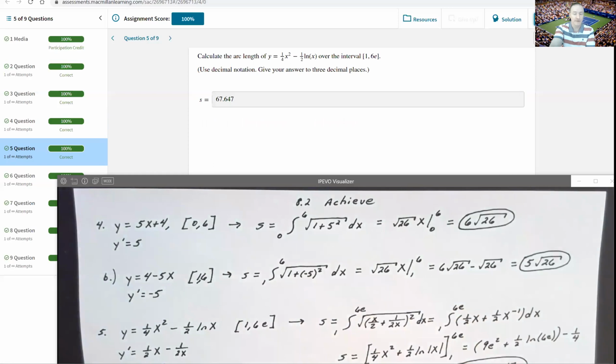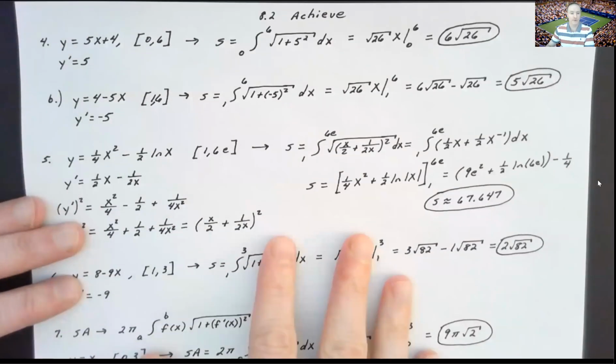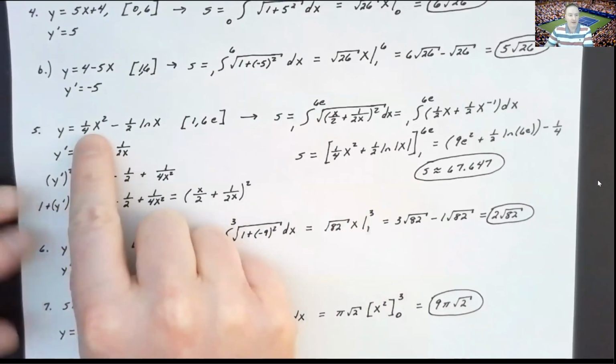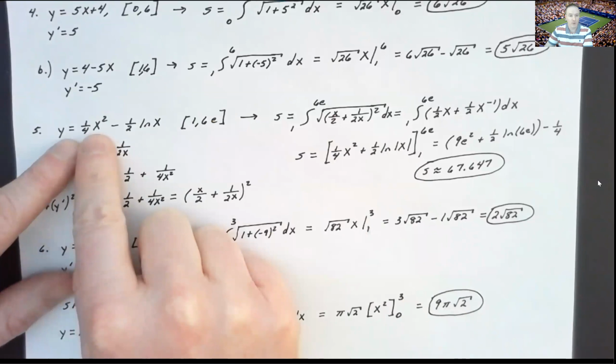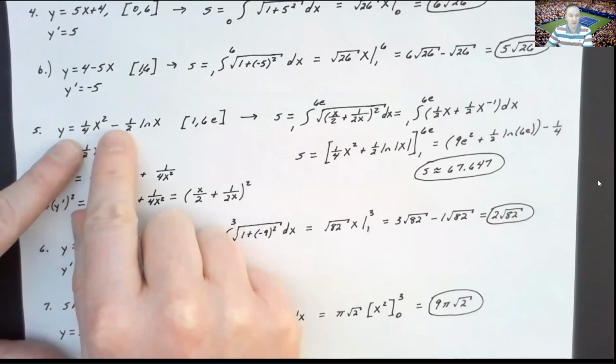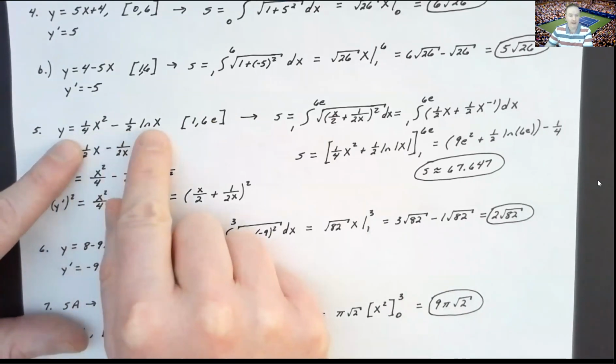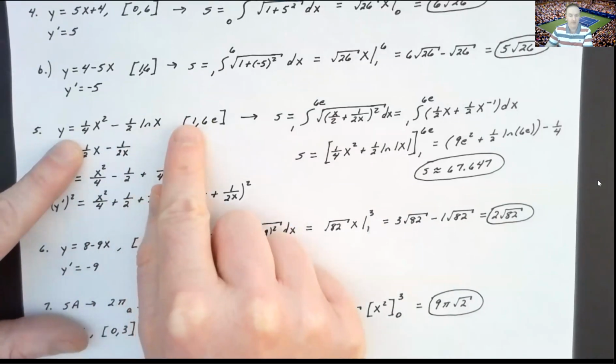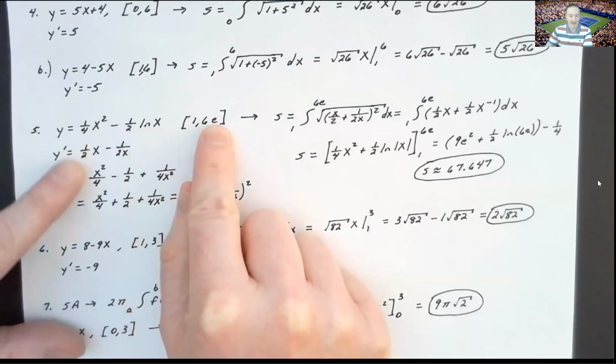Now, this next one requires a little bit more work, so let me go full screen here with you. The function that they gave me in this one was y is equal to 1/4 x squared minus 1/2 the natural log of x, and I was asked to find the arc length from 1 to 6e.